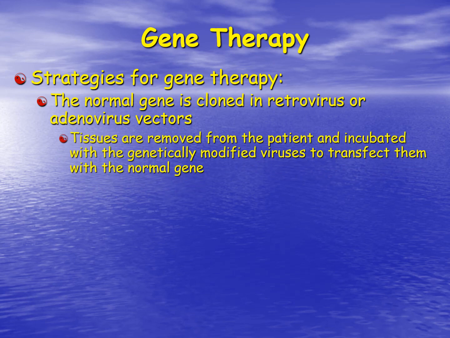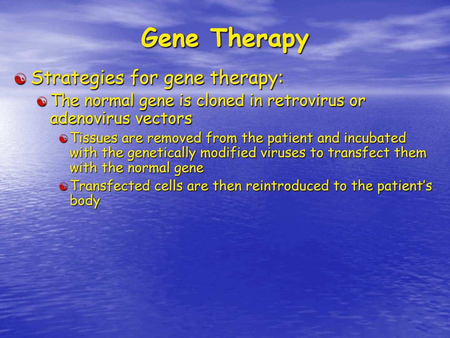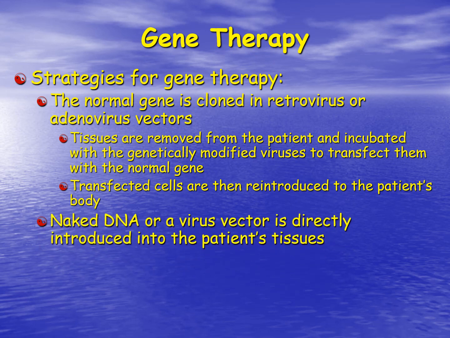Tissues are removed from the patient and are incubated with the genetically modified viruses to transfect them with the normal gene. In other words, the normal gene is now part of the viral genome. The transfected cells are then reintroduced into the patient's body. We could also use naked DNA or a virus vector to directly introduce these genes into the patient's tissues.